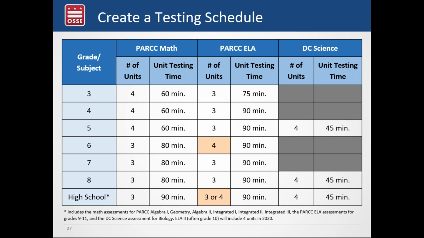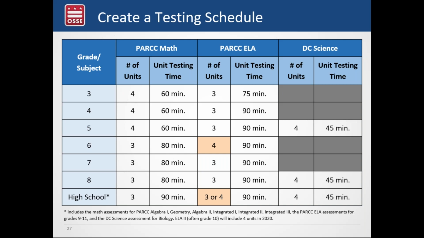For ELA, almost all of the tests have 3 sessions, 3 units, except for ones that have something called a field test, which we'll talk about in a moment. Grade 6 and grade 10 in high school will be taking the field test for ELA this year, which is basically 1 additional unit. The DC Science Assessment has 4 units, and each of them are 45 minutes, so it's a shorter time, but there are 4 units for each, and you can plan accordingly how those fit into your schedule.